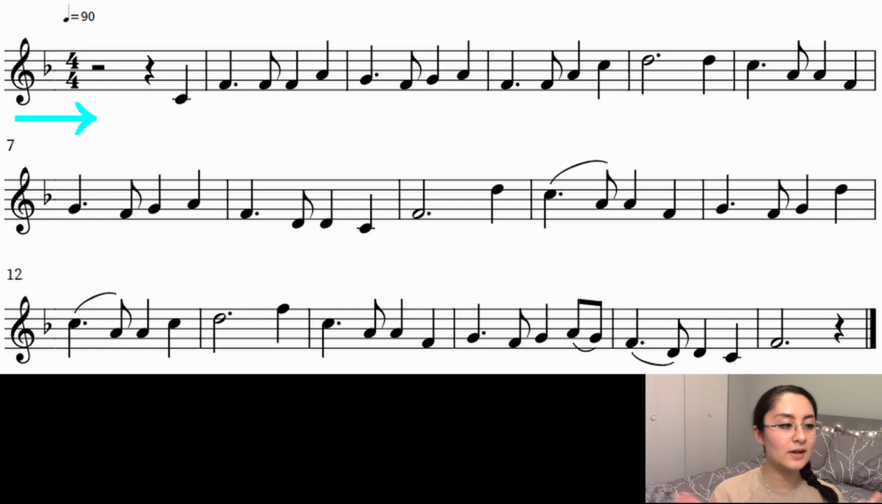1, 2, 3, 4, 1 and 2 and 3, 4, 1 and 2 and 3, 4, 1 and 2 and 3, 4, 1, 2, 3, 4, 1 and 2 and 3, 4, 1 and 2 and 3, 4, 1 and 2 and 3, 4, rest.